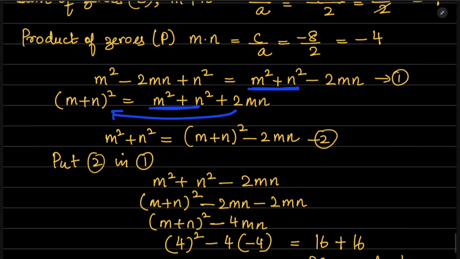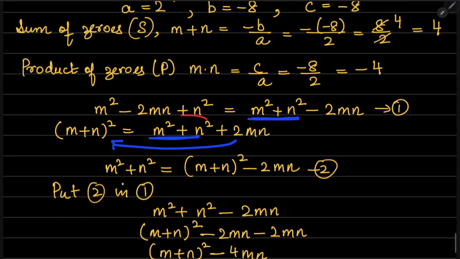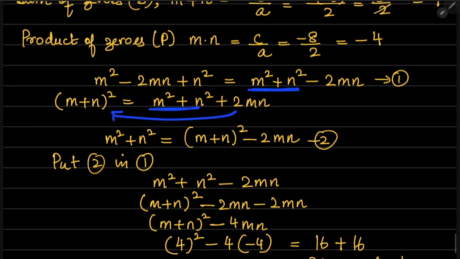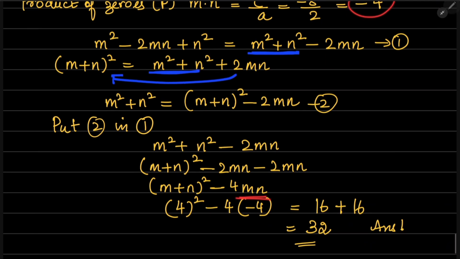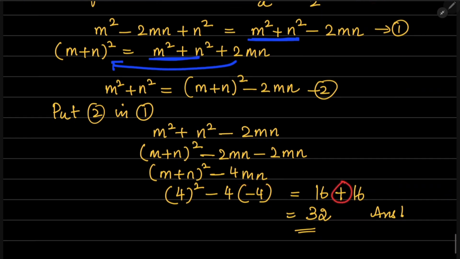One very important thing when you're doing this is, m square plus n square equal to m plus n the whole square. When plus 2mn goes to the other side, it becomes minus 2mn. Be very careful with the sign as well. Mn is nothing but your minus 4. So minus into minus is plus. So be very, very careful and you will definitely be able to get the answer as 32.